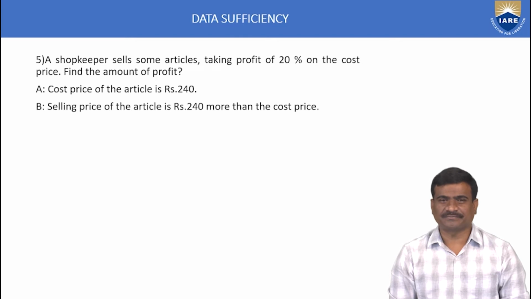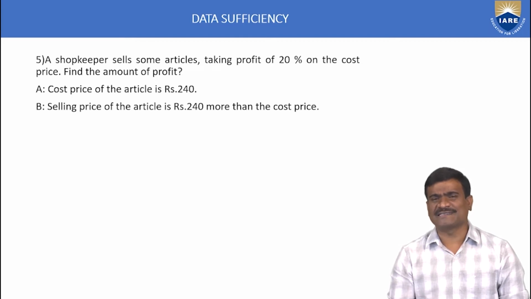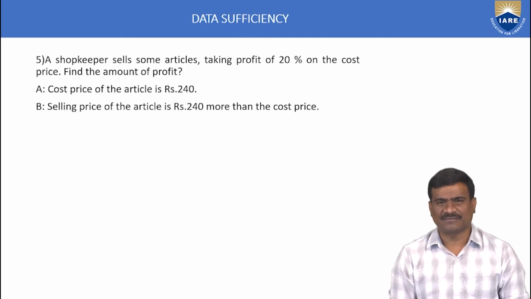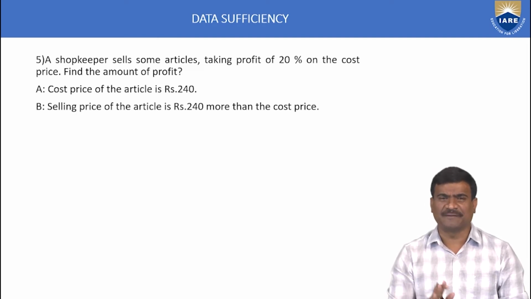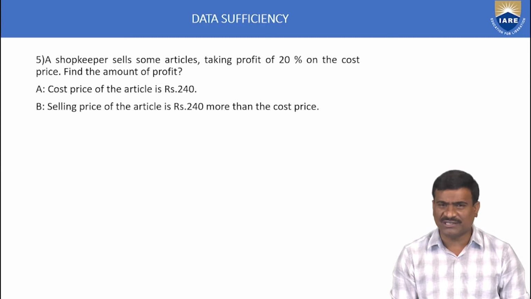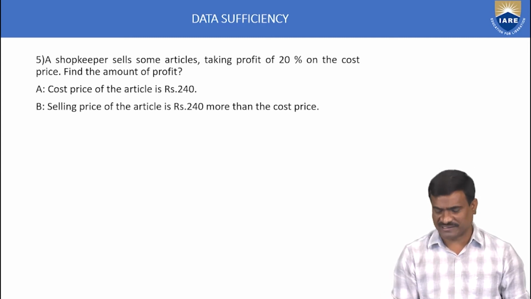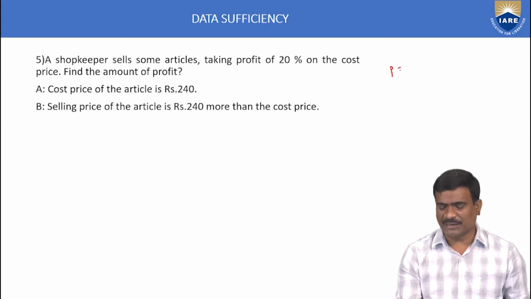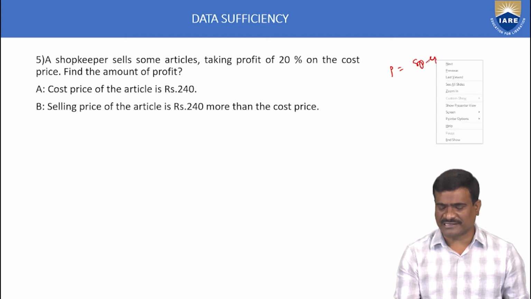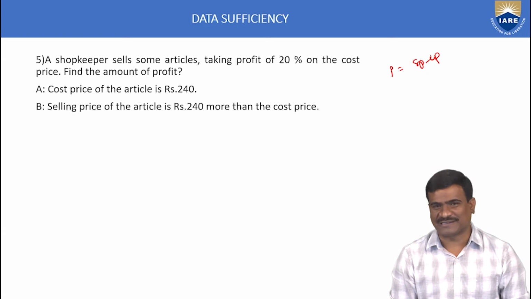Profit means selling price minus cost price. Loss means cost price minus selling price. Here, calculate only profit: selling price minus cost price. Next, here calculate only selling price and cost price.